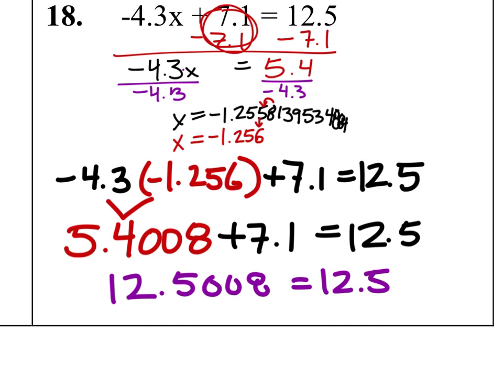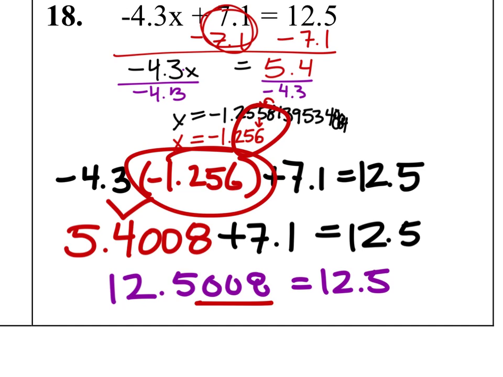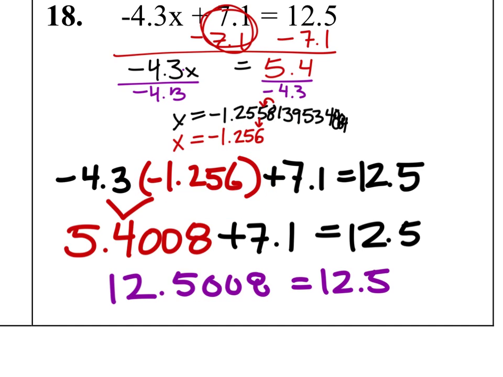However, they're very close. And the reason that we have this extra 008 on this decimal is because we rounded it. That is why the answers are slightly different. But you can know that these are actually the same because, once again, of the rounding.